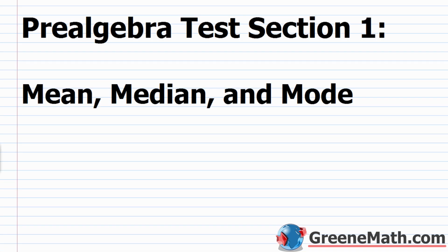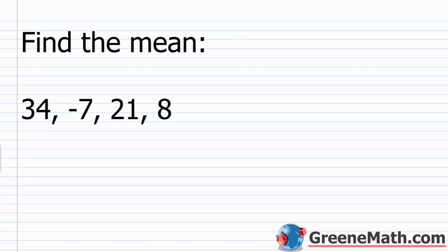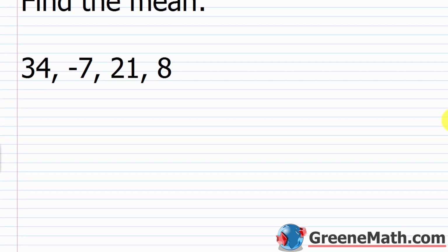Hello and welcome to Pre-Algebra Test Section 1 on finding the mean, median, and mode. All right, so we want to find the mean. And remember, this is also known as finding the average. So what we do, we take our numbers in the group. So we have 34, -7, 21, and 8. And we find the sum, right? So we just add them to begin.